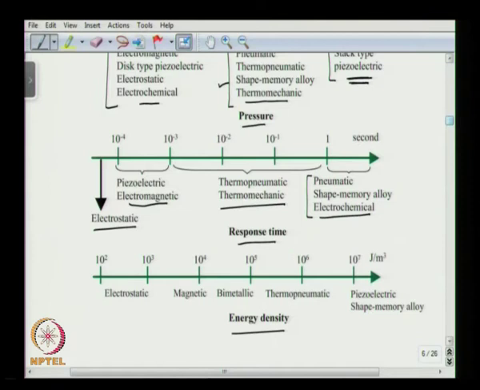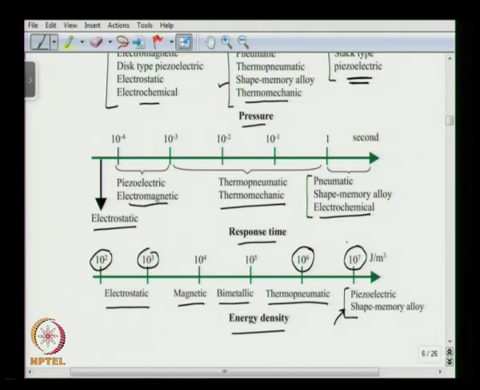And if you look at energy density, the electrostatic microvalves have very low energy density. So, they have energy density between 10 to the power 2 and 10 to the power 3, followed by magnetic which is less than bimetallic, and the thermopneumatic microvalves have energy density of the order of 10 to the power 6 joule per meter cube, and the piezoelectric and SMA have very high energy density of the order of 10 to the power 7 joule per meter cube. Okay.